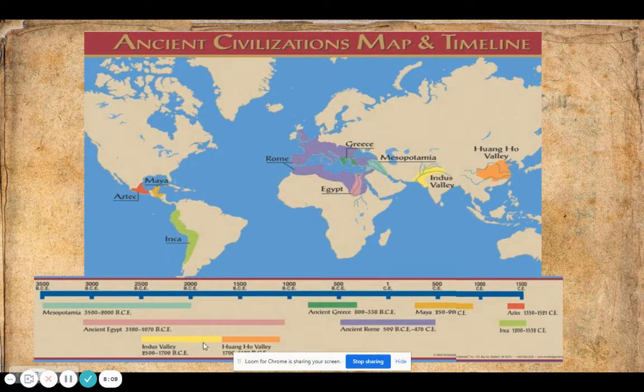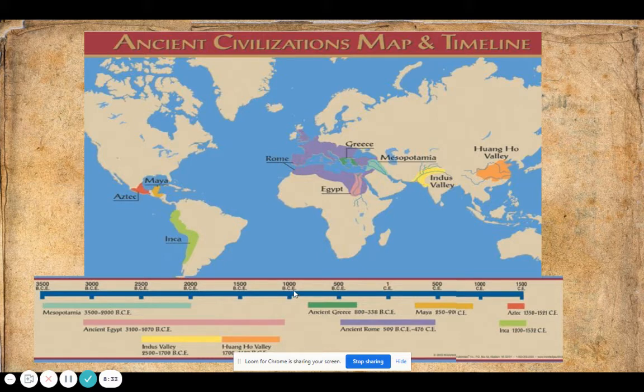Then we have the Indus Valley, which was from 2500 to 1700 BCE. And we have ancient China along the Huanghe River, and that was 1700 to, it's covered by this thing, so I cannot tell you. But you'll notice that both the Indus Valley and the Huanghe River overlapped ancient Egypt.